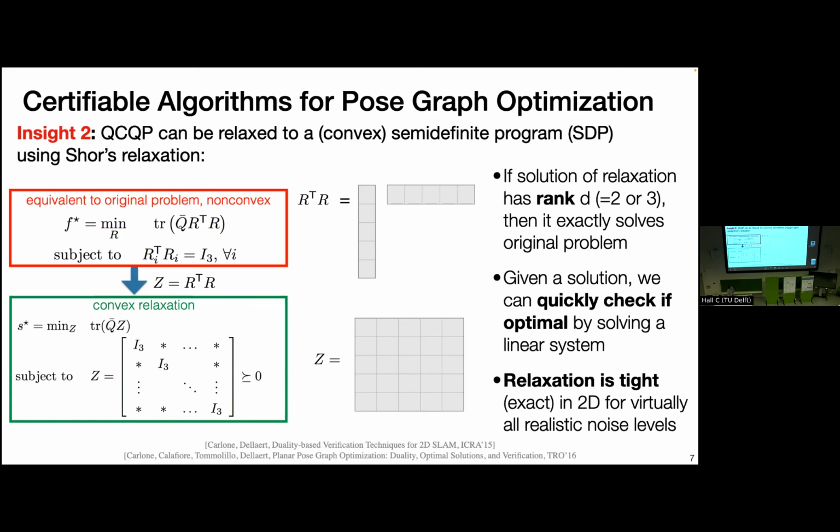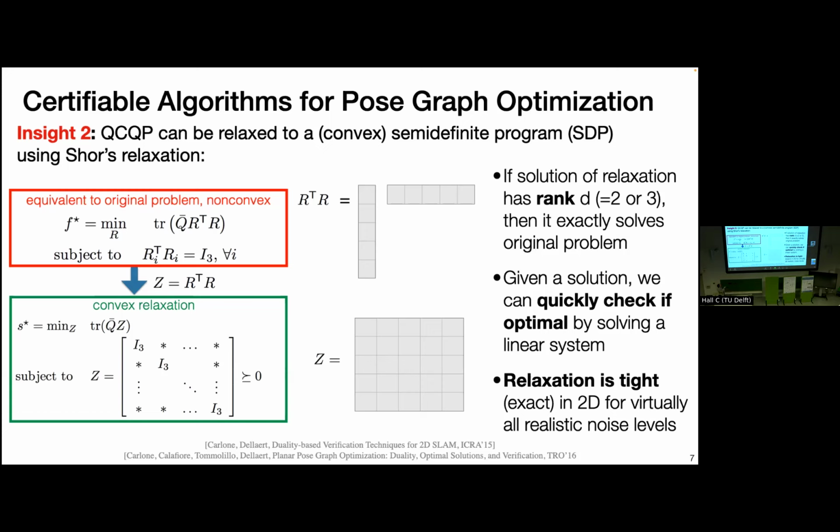So what are the observations about this relaxation? Well, first of all, we can solve the relaxation, and we can easily check if the relaxation is good or bad. More precisely, if you solve the relaxation, we get a matrix Z. If the rank of the matrix is 2 in 2-dimensional problems or 3 in 3-dimensional problems, then we can extract a certifiably optimal solution for the original problem.